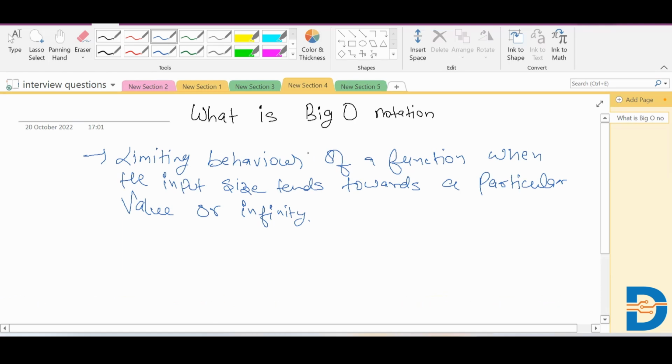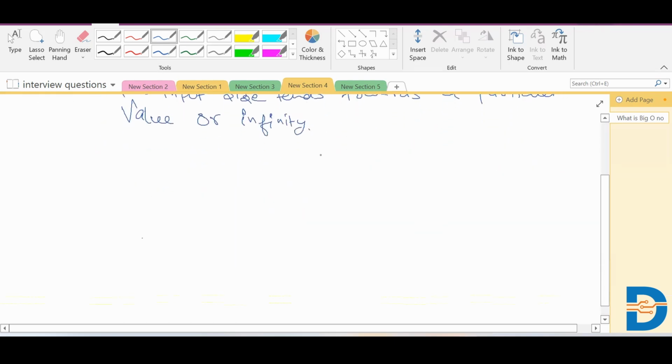I'll come to it and explain it a bit more conceptually. Hopefully you'll understand it. Again, I can say it in this way: it's a class used to classify algorithms by how they respond in terms of processing time. Processing time is nothing but time complexity when we increase the input size after a certain point.